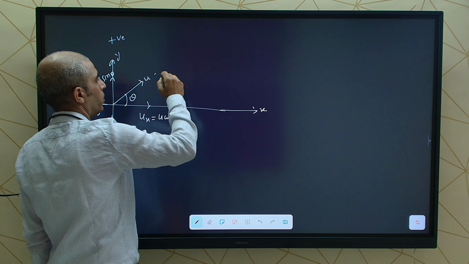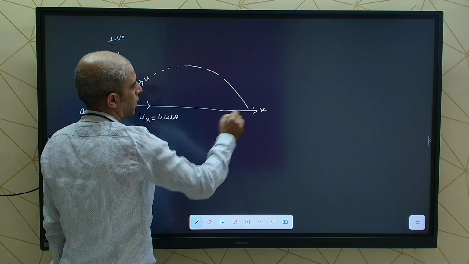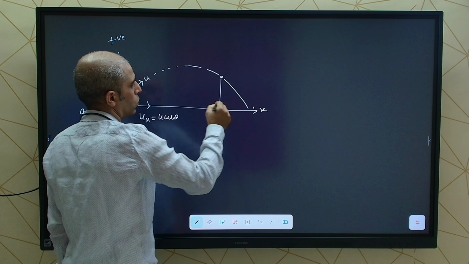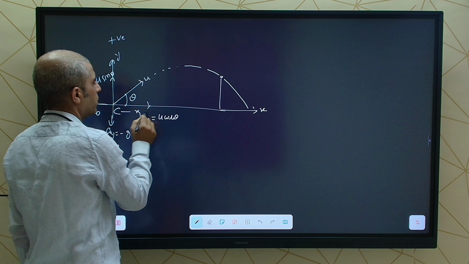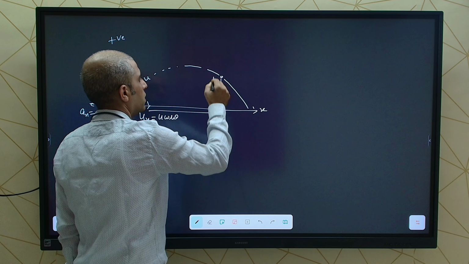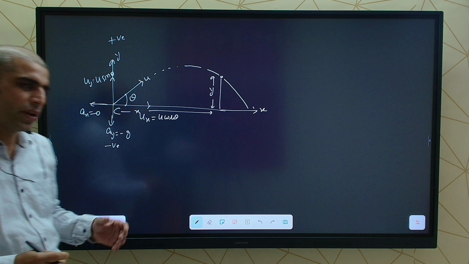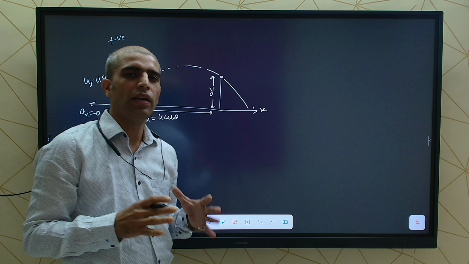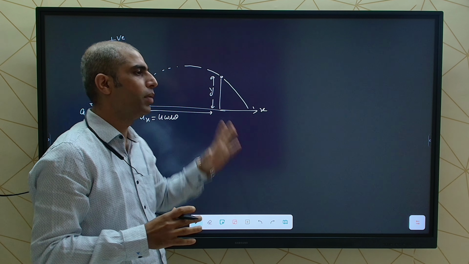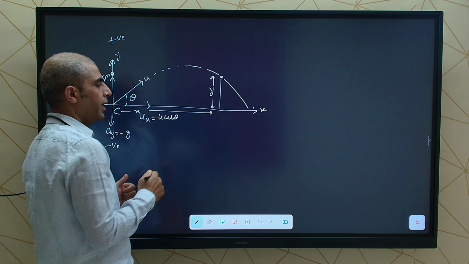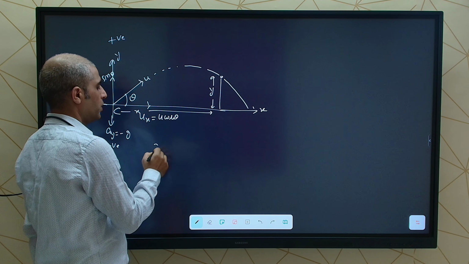At any instant of time, let's say the particle is here. So there is some position x and there is some value of y. The equation of trajectory basically gives the relation between x and y.